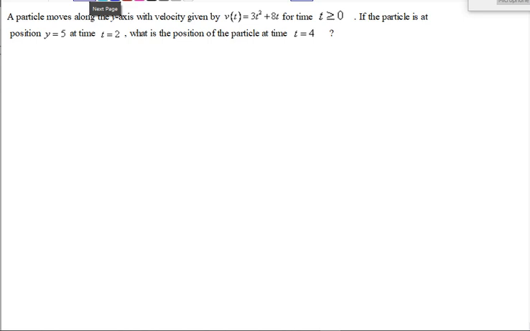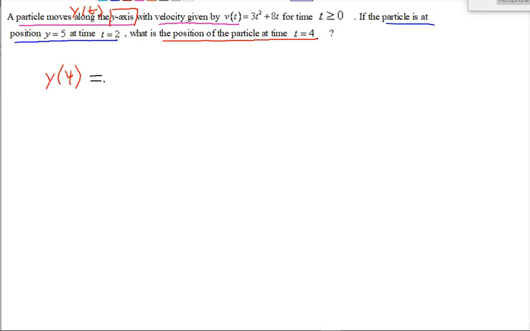All right, let's take a look at the next example. So this one says we've got a particle moving along the y-axis, and again we're given velocity, v of t, and it says the particle is at position y equals 5 at time 2. What's the position of the particle at time 4? So we're trying to find, usually they would call the position function, since it's moving on the y-axis, y of t. So that'll give us some notation to use here. So we're trying to find the position at time 4, so we're looking for what y of 4 is equal to.